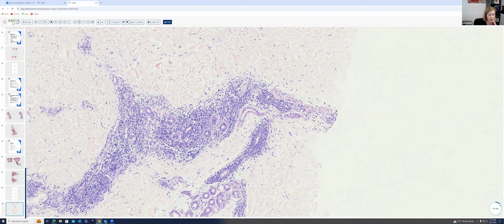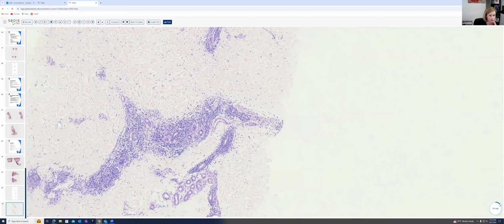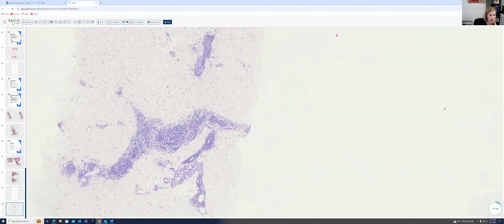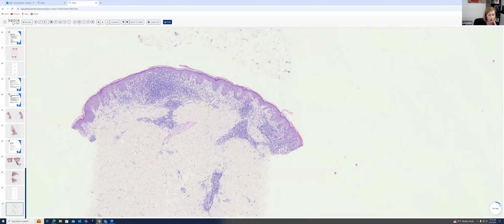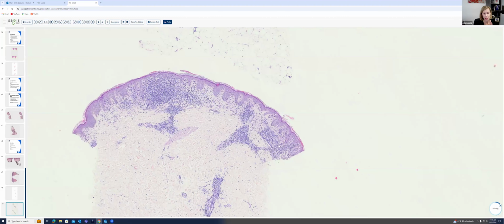So you can see why in this case a punch biopsy is extremely important, because if we did not have this deep component, we would only have the superficial component, and our differential diagnosis would be other lichenoid entities, but we would not be able to say definitively that this is a case of lichen striatus.